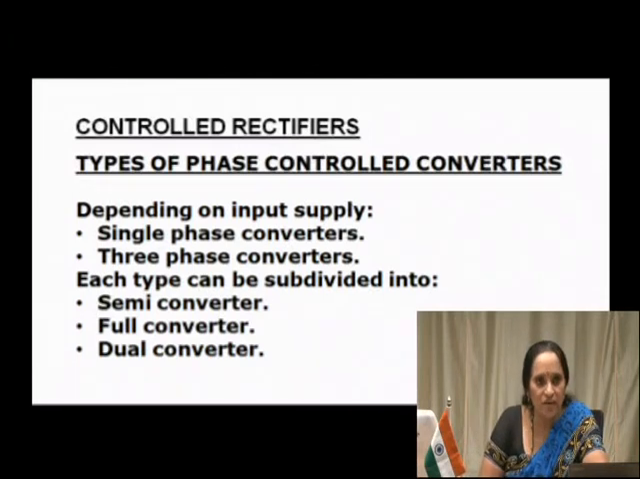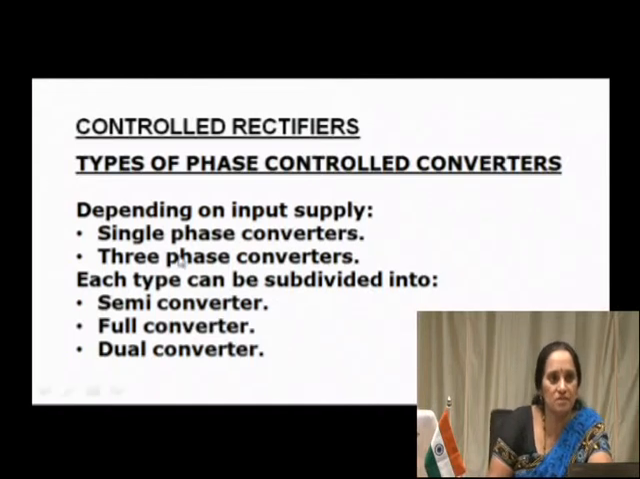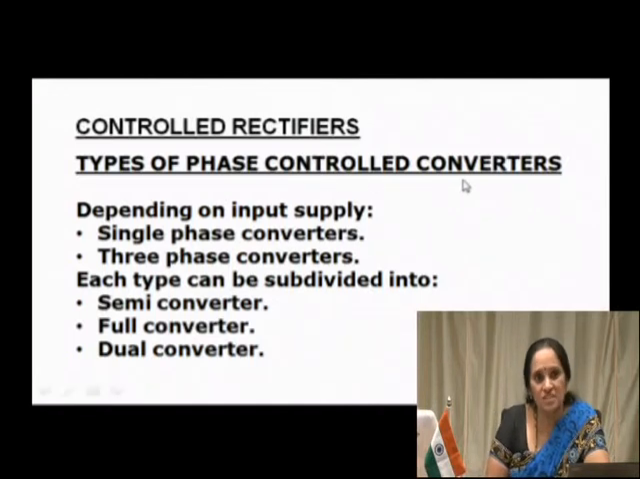Already you will be aware of this, but in spite of it, I wanted you to go through the types of phase control converters. Depending on the input supply, you have single phase and 3 phase AC inputs. If I make use of single phase AC input, I call it single phase converters, and if I make use of 3 phase AC input, I have 3 phase converters.